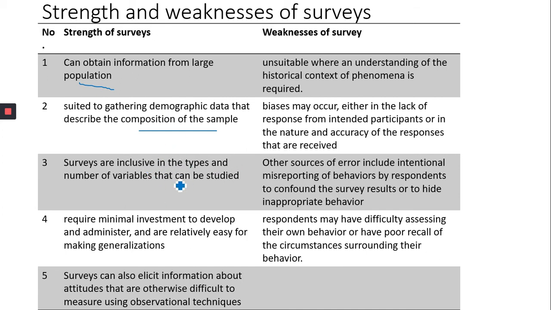Surveys are inclusive in the types and number of variables that can be studied. There are no limitations. Remember when we did RCBD, CRD, split plot, Latin square, and so forth, we were talking of the restrictions in terms of the number of variables. Yes, you can do factorial, but you cannot extend factorial beyond certain limits. There are limits when it comes to the number of variables that can be studied. But when it comes to survey, in as much as there are limits, they are quite inclusive. You can, though not exhaustively, carry a huge number of variables.